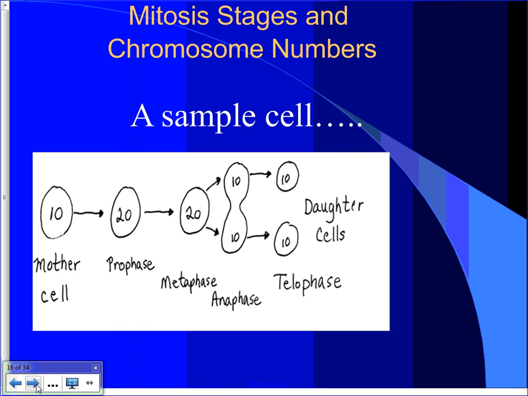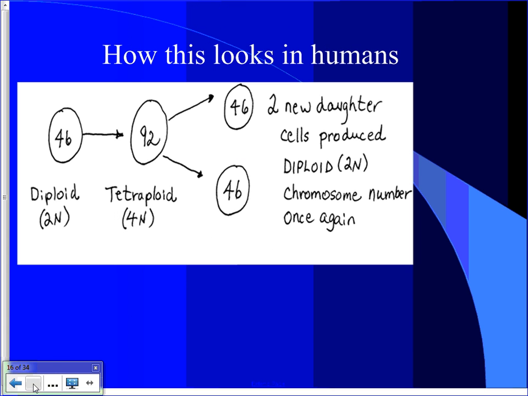So if this was a sample cell, our mother cell maybe would contain 10 chromosomes. Remember, prior to this, during DNA replication, the DNA material is doubled to, this was 10 chromosomes, we would now have 20 chromosomes worth of DNA material. And finally, after mitosis takes place, we would end up with daughter cells that have 10 that are identical to the mother cell. What would this look like in humans?